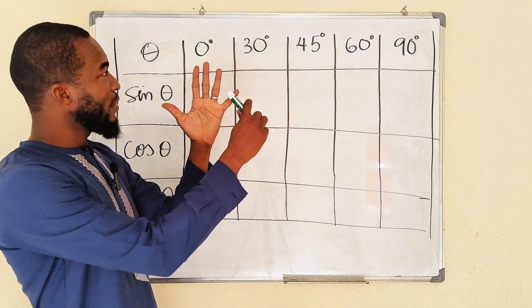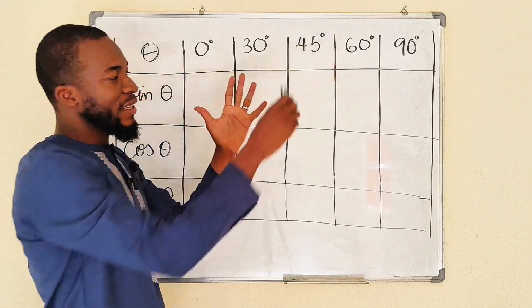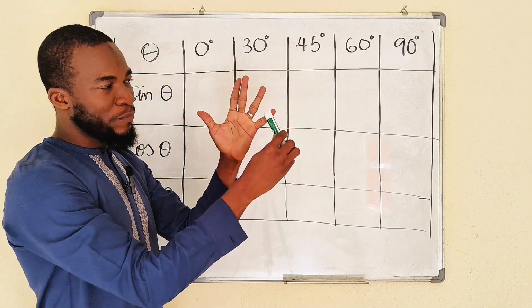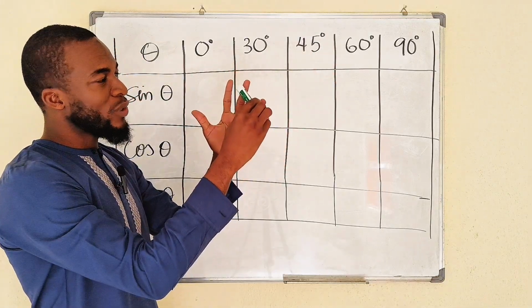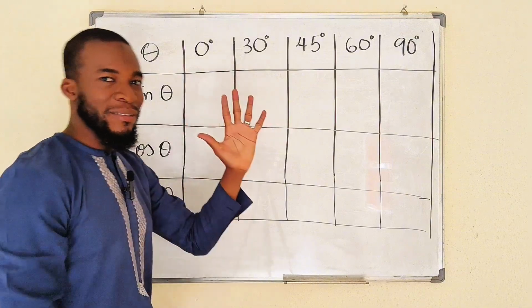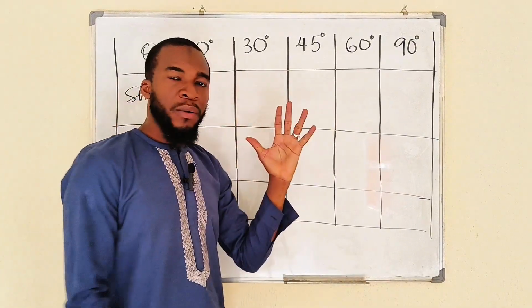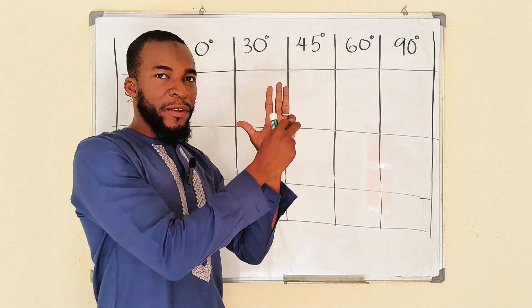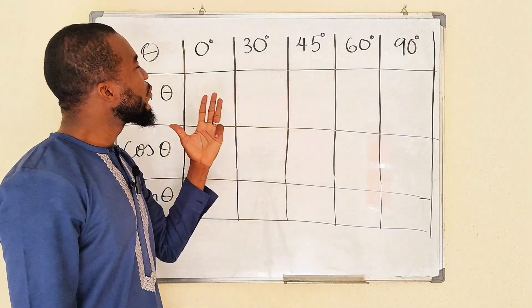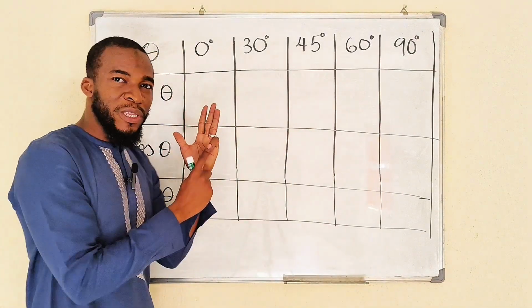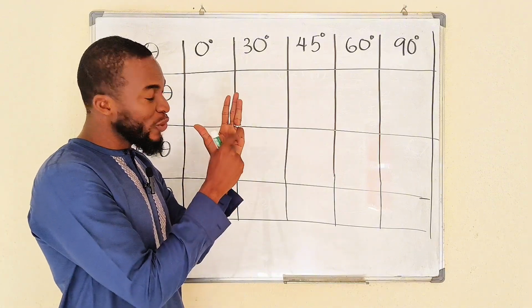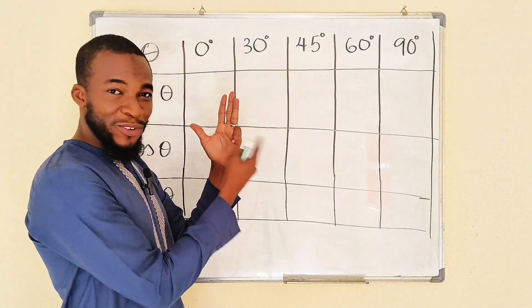Assign 0, 30, 45, 60, and 90 to your fingers. So let's start with 0. Identify the angle. This is the angle. Fold the finger. So to find sine of 0, you need to count the number of fingers before the one you folded. You see, there is nothing here.